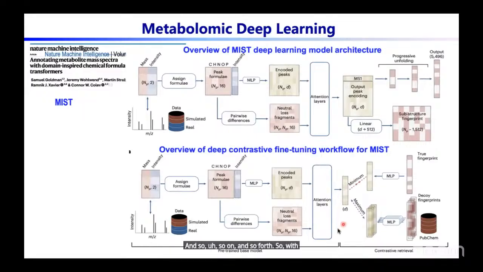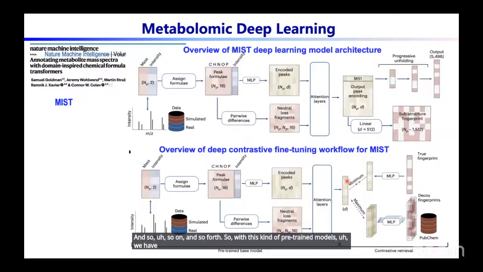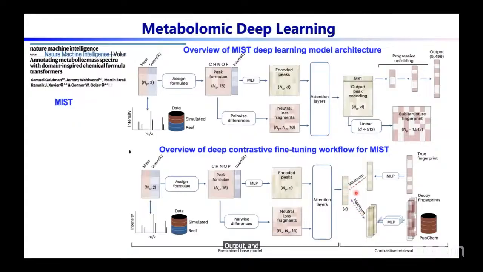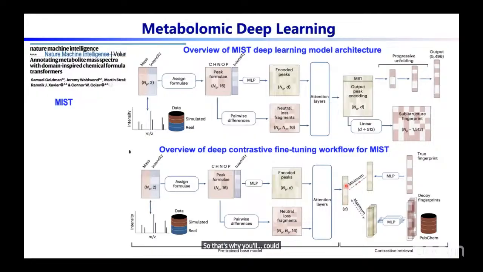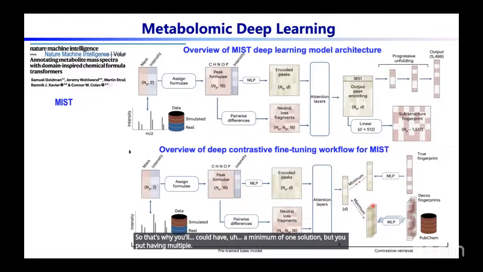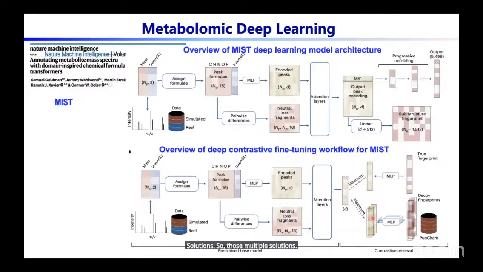So with this kind of pre-trained models, we have this kind of output, and also remember that for each peak we could have multiple chemical formulas corresponding to the same peak, right? So you have multiple ones. That's why you could have a minimum of one solution, but you could have multiple solutions. Those multiple solutions may not be in existence in reality, but we never know whether they may exist in the future.